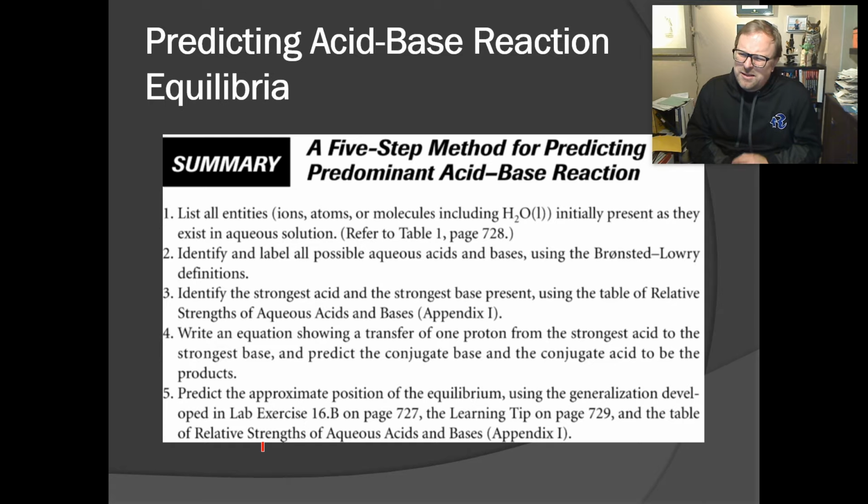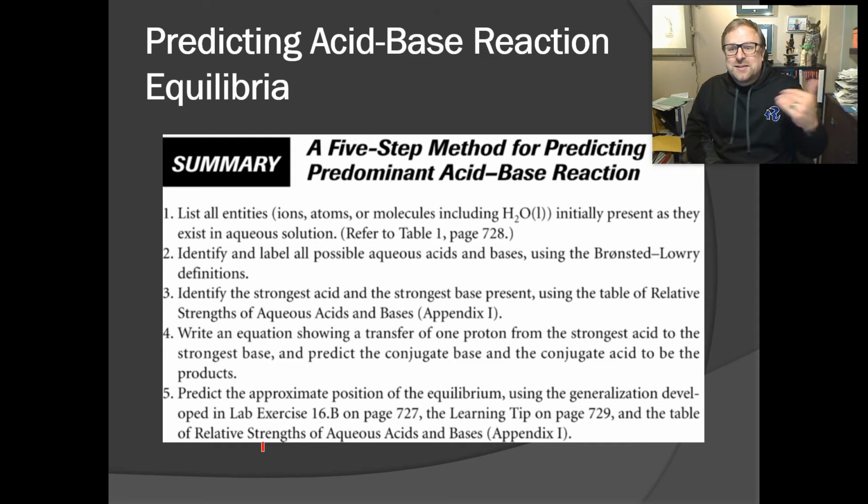This probably sounds a little similar to some of the stuff we did in Unit B in the electrochemistry unit, so this shouldn't be too weird for you, I hope. The procedure we're going to follow to figure out what the Bronsted-Lowry acid-base reaction equation is, that's our goal of all of this, is we're going to follow these steps. First, we're going to list all the entities, atoms, ions, molecules, including water, that are initially present in the aqueous solution when we mix the two things together.